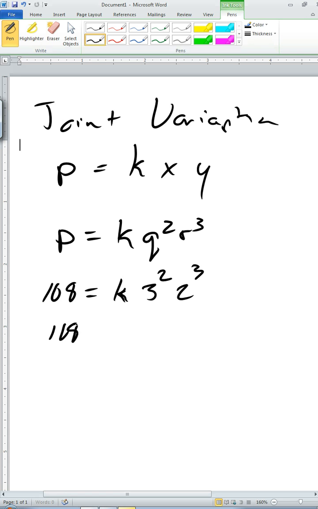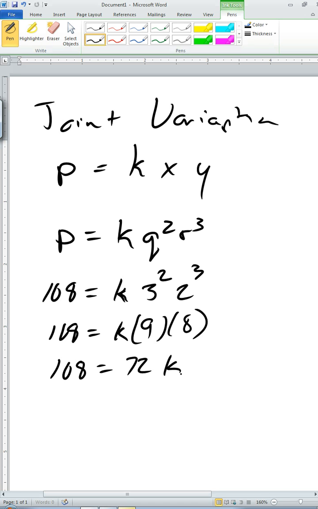So we've got 108 equals k times 3 squared, which is 9, and 2 cubed, which is 8. And so then we multiply this out, so we get 108 is equal to 72k. All right, now we need to divide each side by 72. And when we do that, what do we get? I think it is 1.5. So we get k to be 1.5.